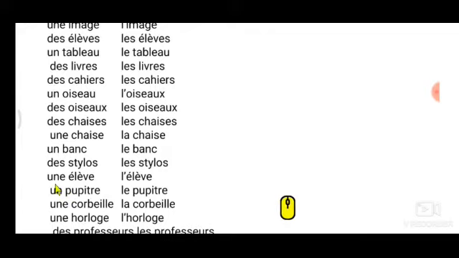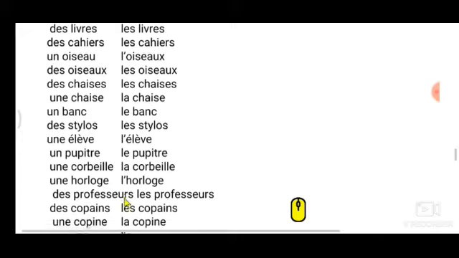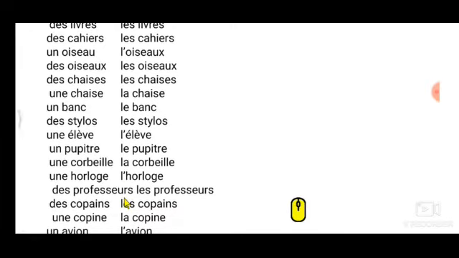Even though it is une, I cannot write la. Why? Because this is starting with a vowel. Now the weightage is for the vowel, so l'. Un pupitre, that is le pupitre. Un is le. Une corbeille, la corbeille. Une la. Une horloge, l'horloge. Again it is une here, but l', actually it should be la, but since it is starting with a vowel, it is l'. So these things you have to just memorize, or you have to just understand.